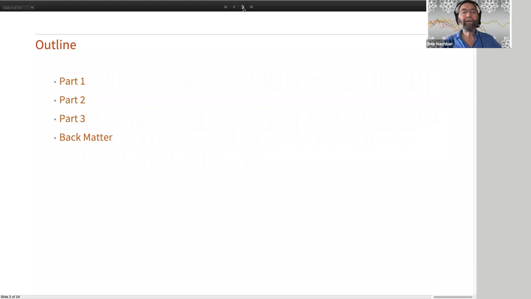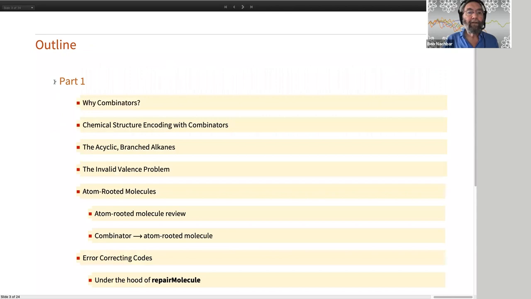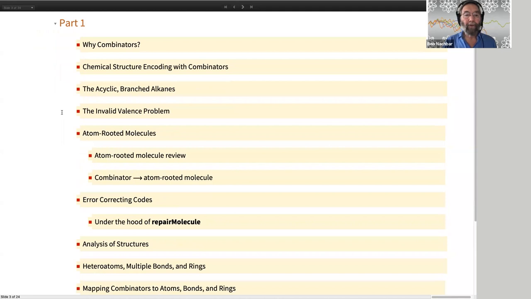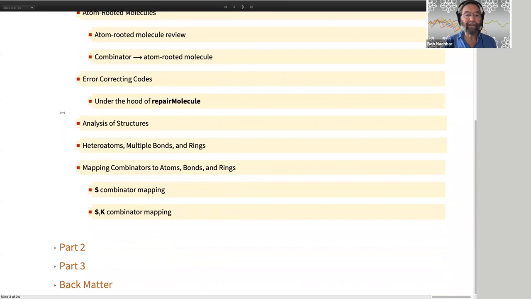Okay, as you see in the abstract, my talk is broken down into three parts, and I know I'll be able to get through part one, and I should be able to get through part two. We might not get to part three, but everything is in the notebook, so you'll have it for reference. The first part basically gives the background about why I'm using combinators to model chemistry and how we can make it work. There was a bit of effort to get that to happen. And so that's why I have quite a bit of detail there.